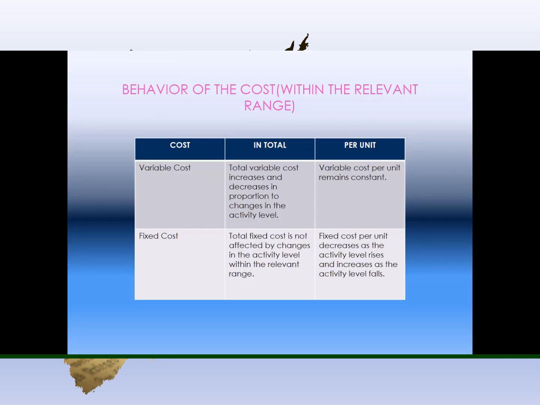Behavior of the cost within the relevant range. This is the conclusion between variable costs and fixed costs in total and per unit. Variable costs: in total, variable cost increases and decreases in proportion to changes in the activity level, and per unit, variable cost remains constant. Fixed costs: in total, fixed cost is not affected by changes in the activity level within the relevant range. Per unit, fixed cost decreases as the activity level rises and increases as the activity level falls.